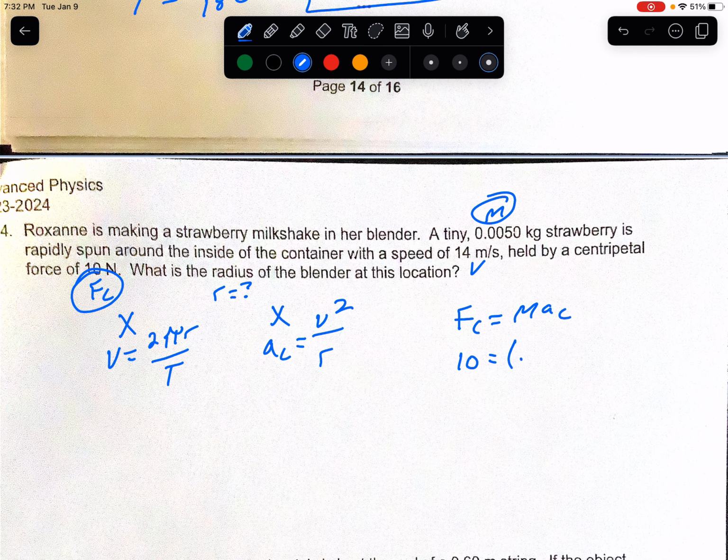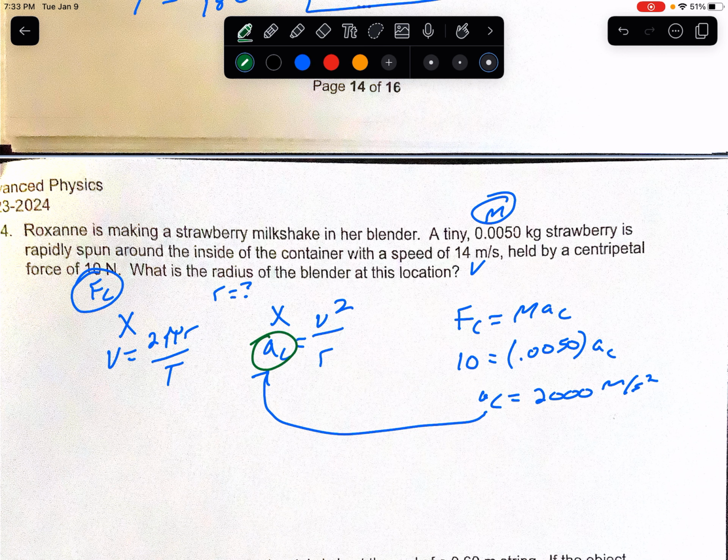I can plug in my mass, 0.0050, and I can look for my AC. Okay, and I'm going to get an AC value of 2,000 meters per second squared. Because if you notice, what I can do now is take this AC and bring it over here to help me find my R, because now I have my AC, and I have my velocity, which is right here. So now I just got to solve for R.